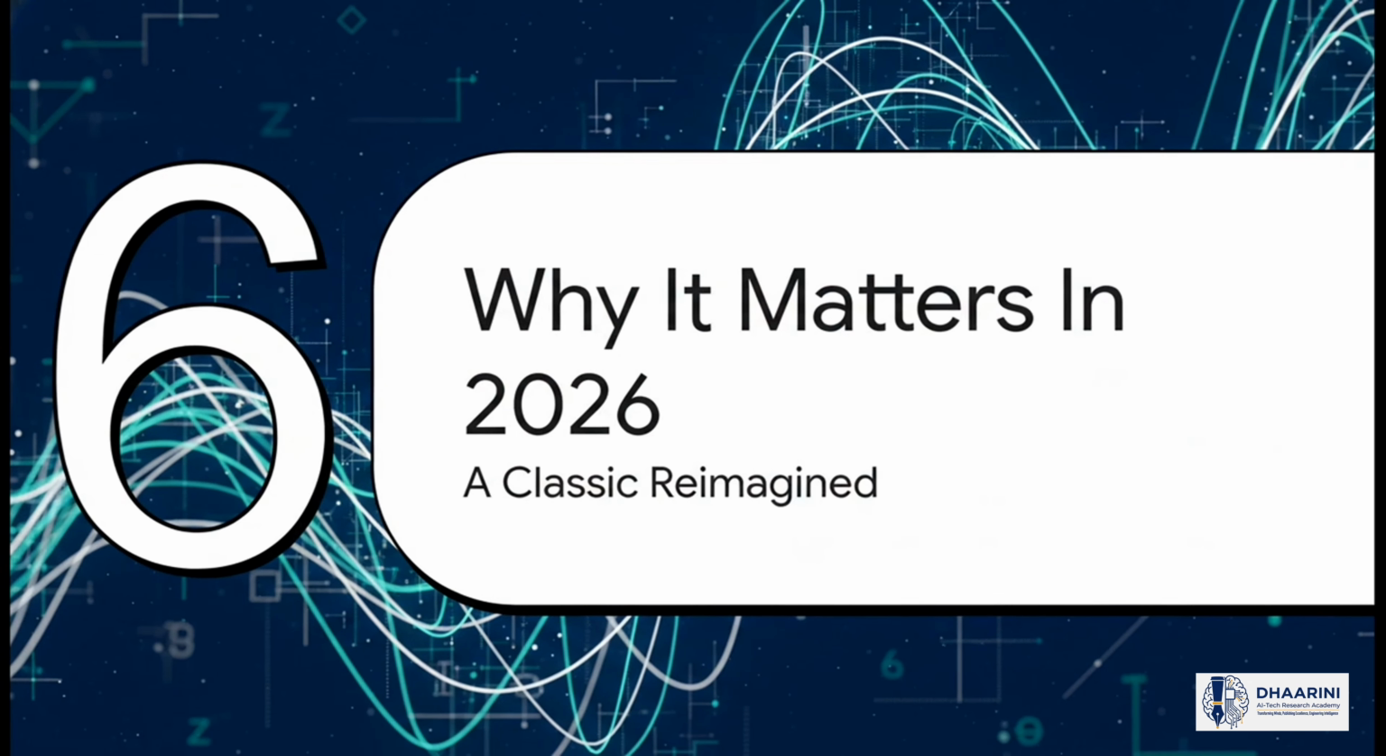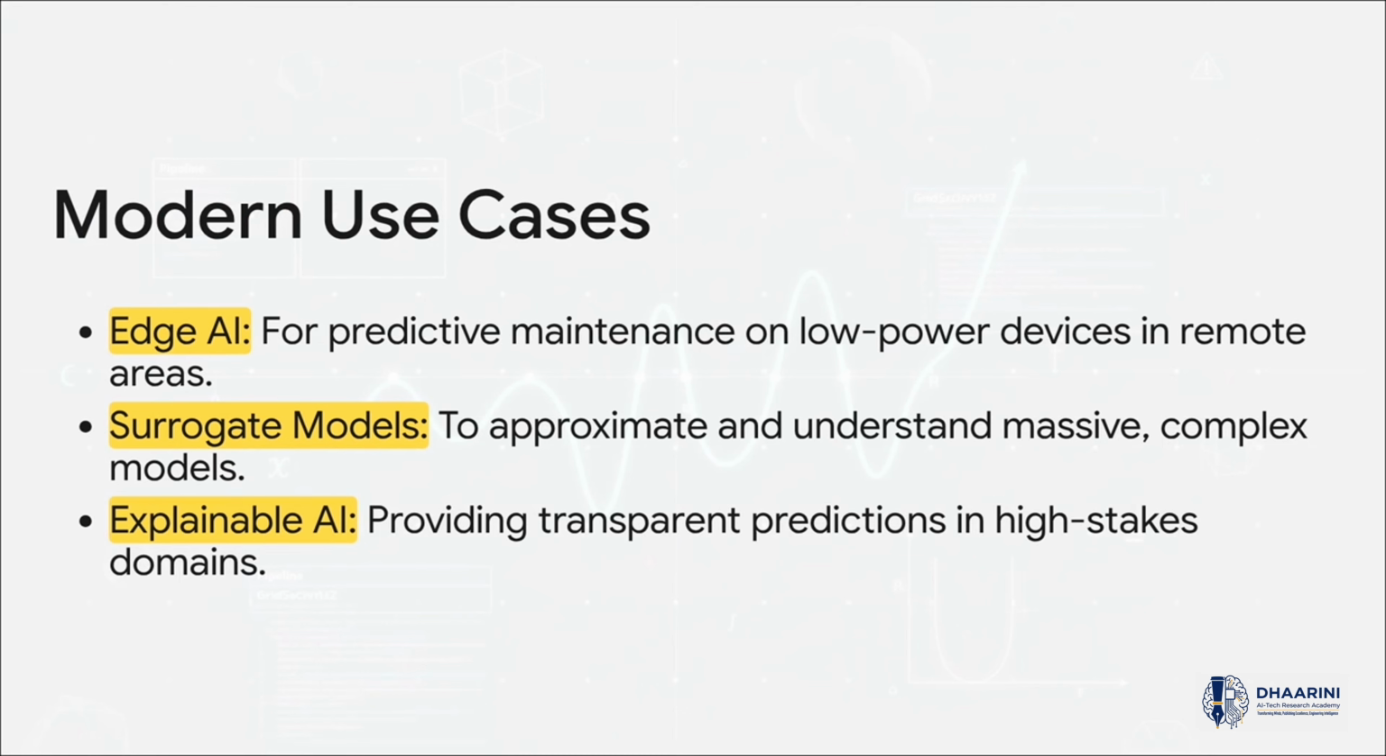So, why are we talking about this in 2026? In an age of gigantic billion-parameter neural networks, why does this classic algorithm still matter? Well, it turns out it's found some incredibly important and, frankly, surprising new jobs to do. For starters, think about Edge AI. These models are small and fast, which makes them perfect for running on tiny, low-power sensors out in the real world, like on a wind turbine or an oil rig, doing predictive maintenance where you can't just call the cloud.